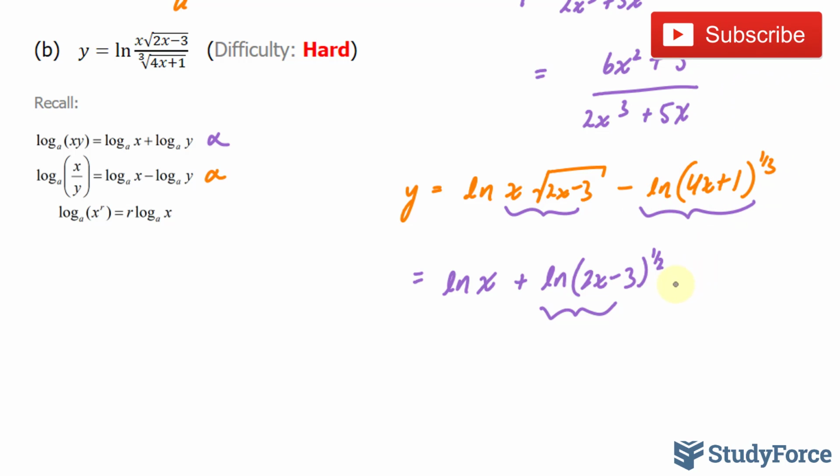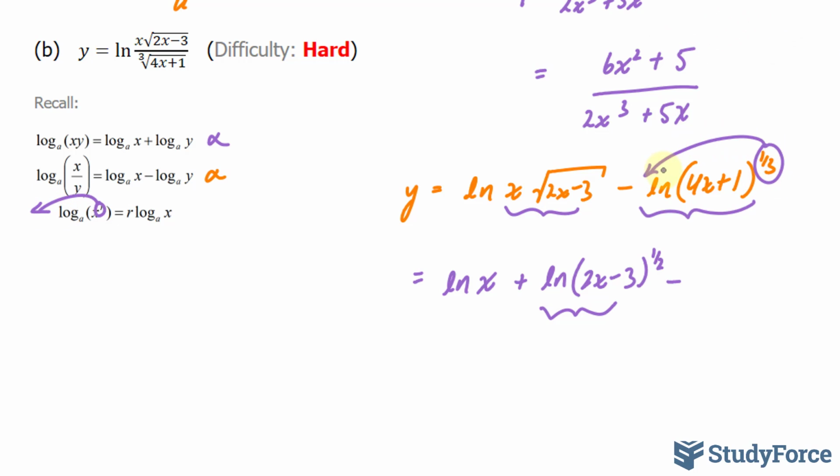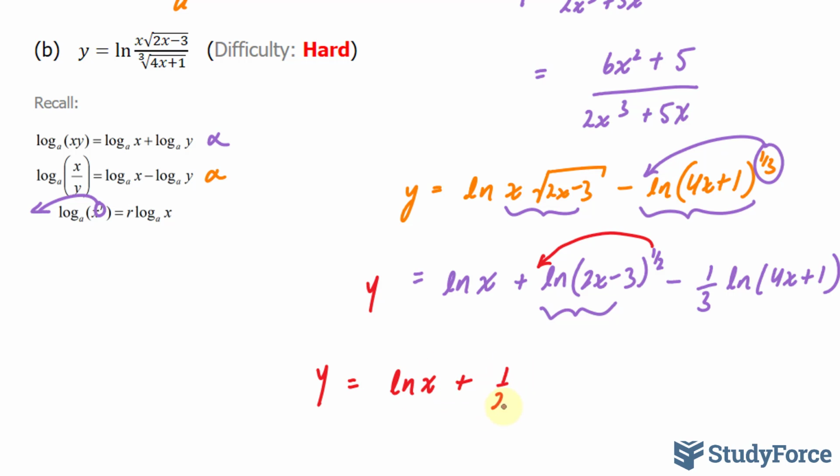Let's start with this term. We have minus, and whenever you have an exponent, let's say this r, that goes to the front. So our exponent is a third. This will be multiplied to ln, where we have 1/3 times ln(4x + 1). And over here, this half will go at the front. And the function that we will be deriving is written right here. ln x + 1/2 ln(2x - 3) - 1/3 ln(4x + 1).